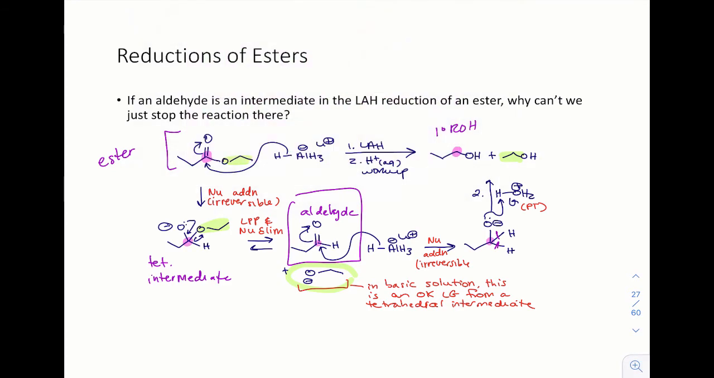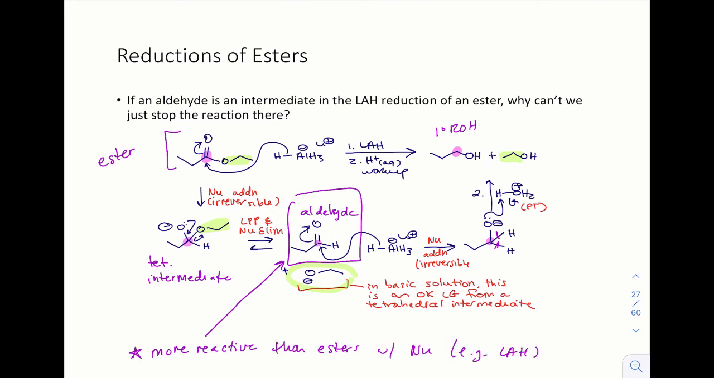So they're implied in the product, but for a moment I'll draw them here for you. Finally, after workup, the alkoxide is protonated, forming the neutral alcohol. All right, so what is the problem here? Why can't we just stop the reaction at the aldehyde? Well, the problem is aldehydes are more reactive than esters in nucleophile addition steps. Okay, so that's the problem, right?